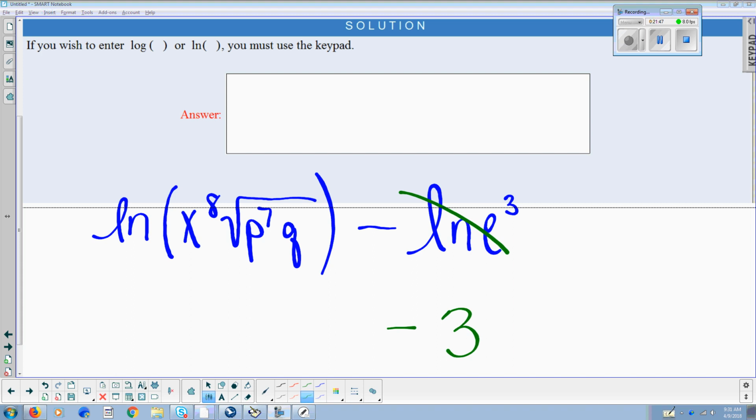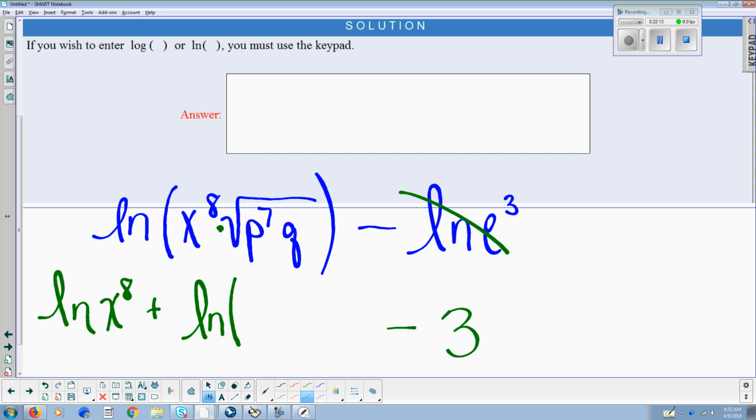I also notice that I have this x to the 8th power that is being multiplied by the square root of p to the 7th cube. So by the product property, I will rewrite this as the ln of x to the 8th plus the ln of the square root of p to the 7th cube. Does that make sense?